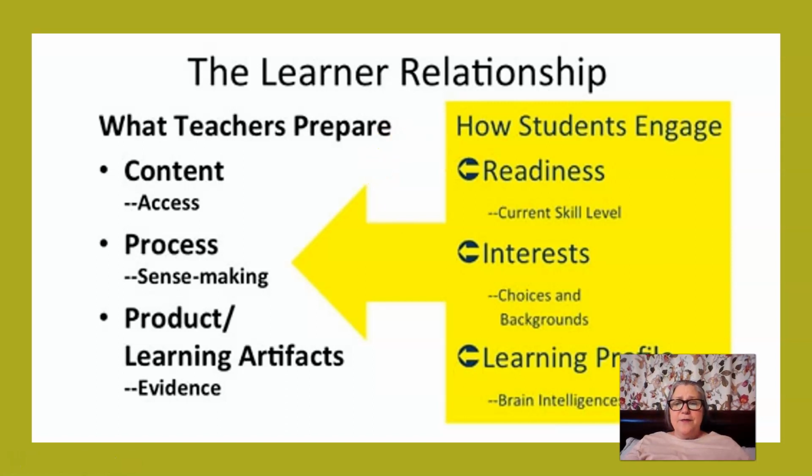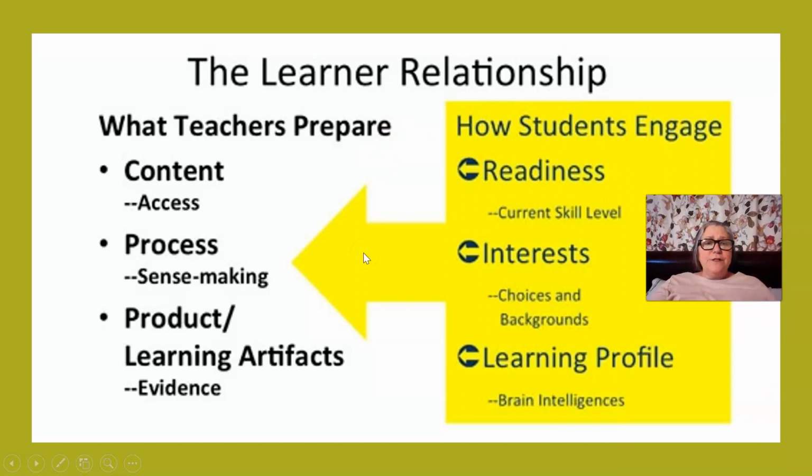So when you think about this relationship, when teachers prepare, they can think about their content. How can we improve the access to learners to our content? So the student can't read The Scarlet Letter because his reading is not at that level in high school, but can you still make that content accessible to him? How do you do that? That's the decision.